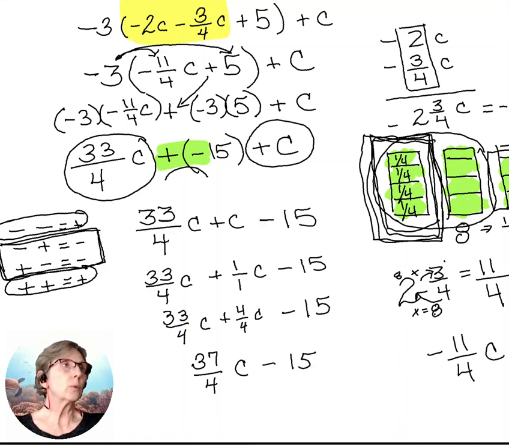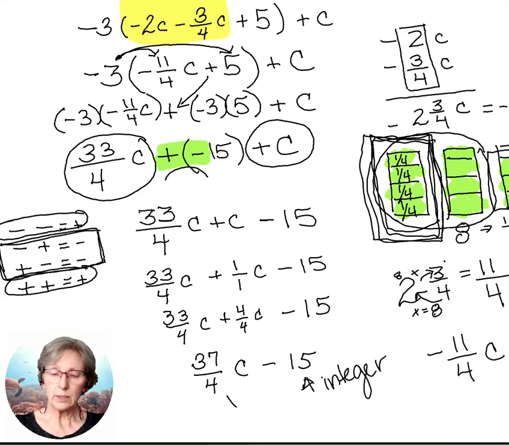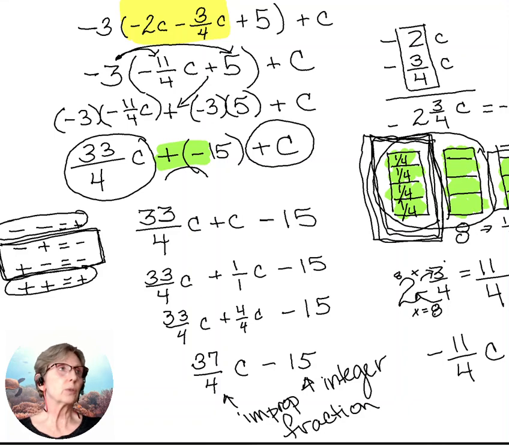And I don't know what the rules are, but it says simplify the expression, write your answers using integers or improper fractions. So this is an integer. And this is an improper fraction. It does not say to use mixed numbers, so I would not convert that into a mixed number. I would leave it just that way.